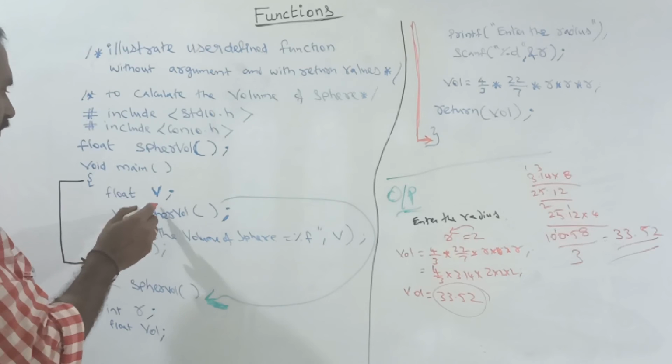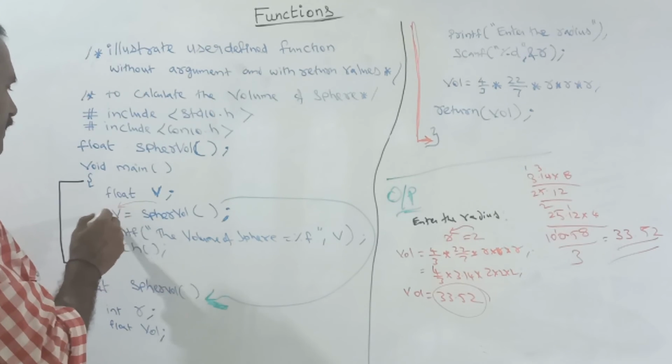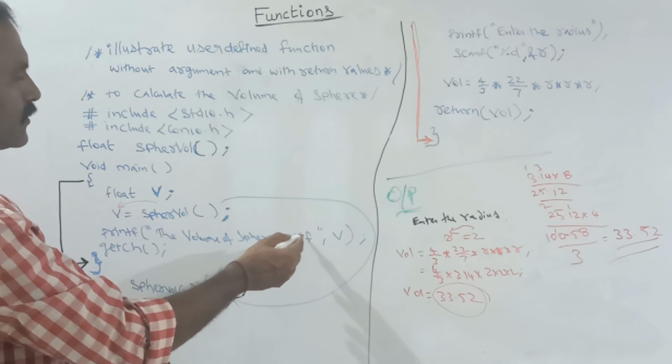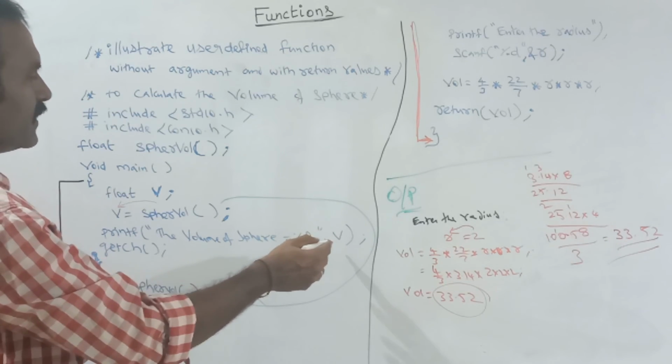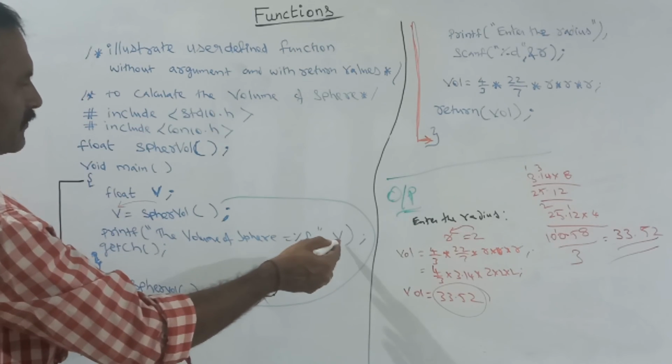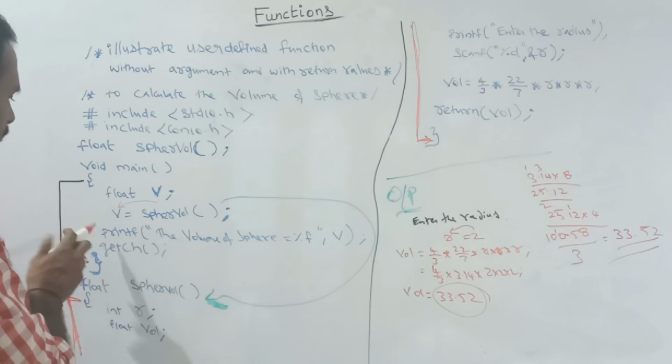Next, the return value will be stored where? In V. Here I am telling it to print "the volume of the sphere is equal to %f", comma V. Here the result will be how much? The 33.52.